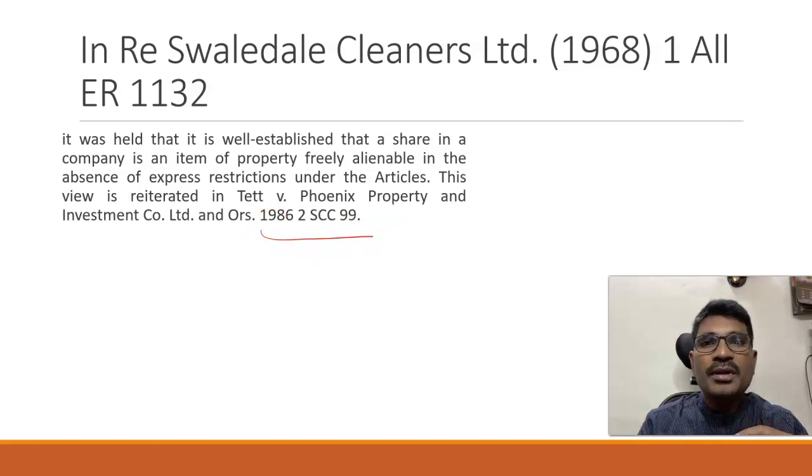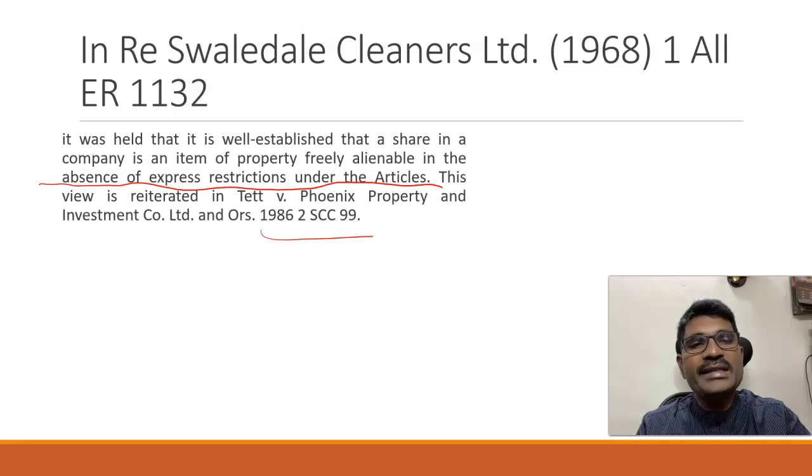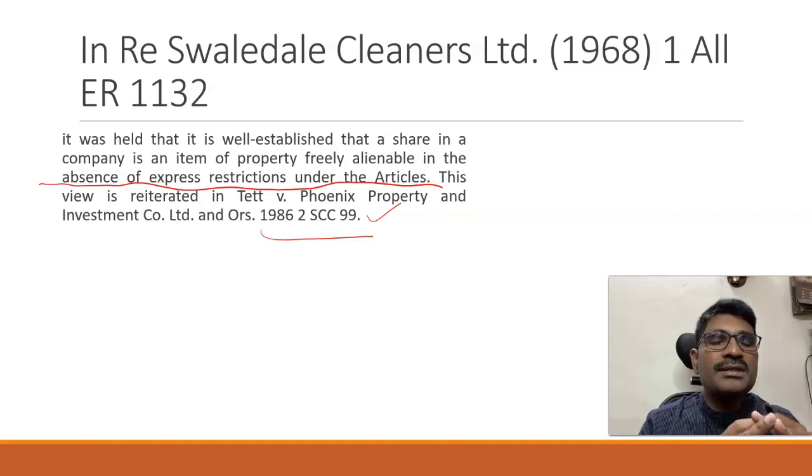1986, 2 Supreme Court Cases 99. Now I will read again. It was well established that a share in a company is an item of property freely alienable in the absence of express restrictions under the articles. This was reiterated in Tett versus Phoenix Property and Investment Company Limited and others, 1986, 2 Supreme Court Cases 99. So therefore, two things govern the transfer of shares. One is the express restrictions under the articles of association, and the other is the wisdom of the commercial man, the wisdom of the business communities.